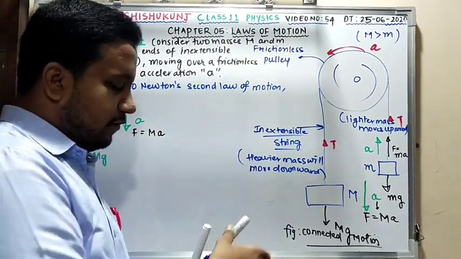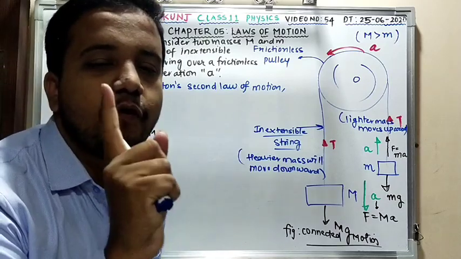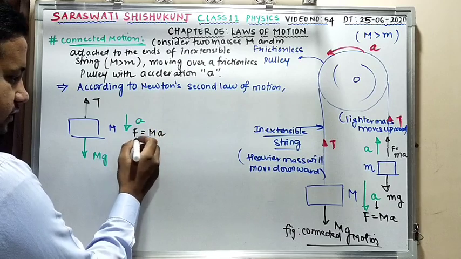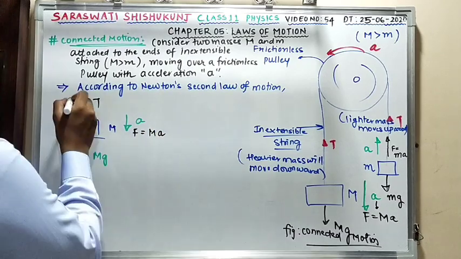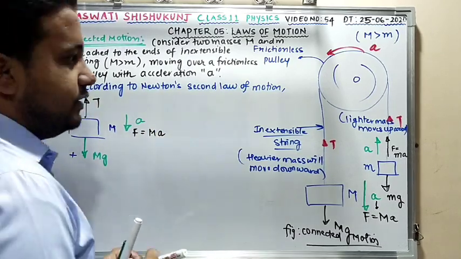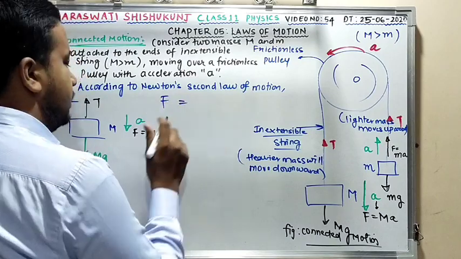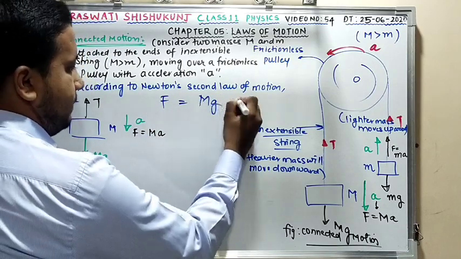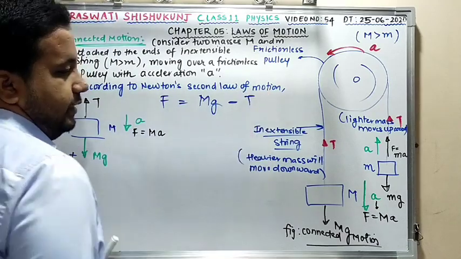According to Newton's second law of motion, remember the resultant force direction is always taken positive. Resultant force is downwards, so this is positive. So this direction will be considered to be positive. This direction will be considered to be negative. So I can write the equation over here. F is equal to resultant force is equal to capital Mg, that is plus minus tension T.